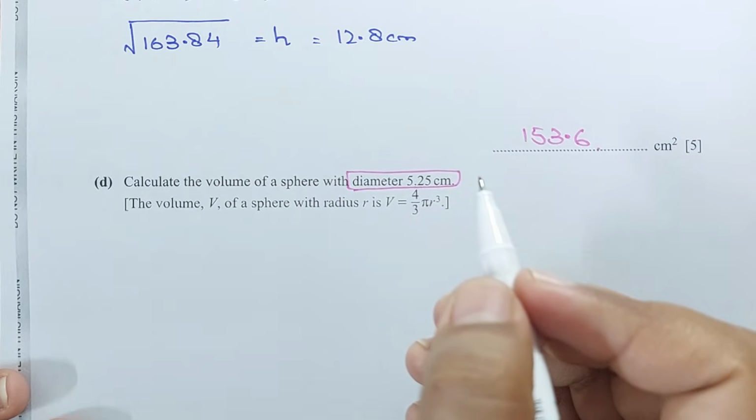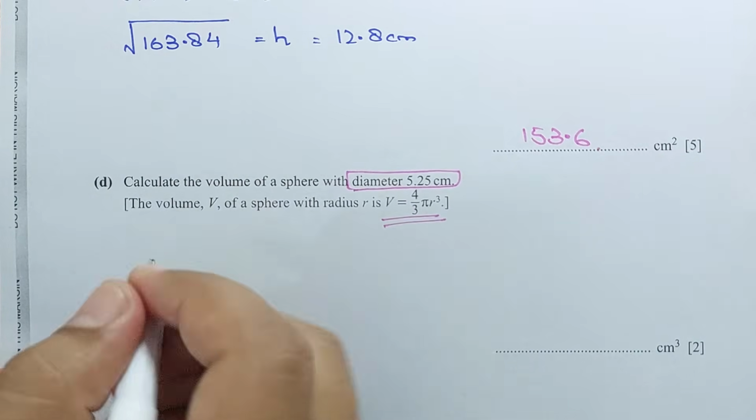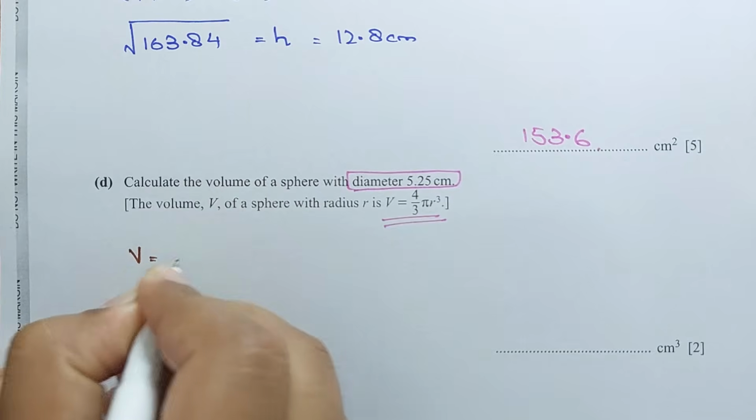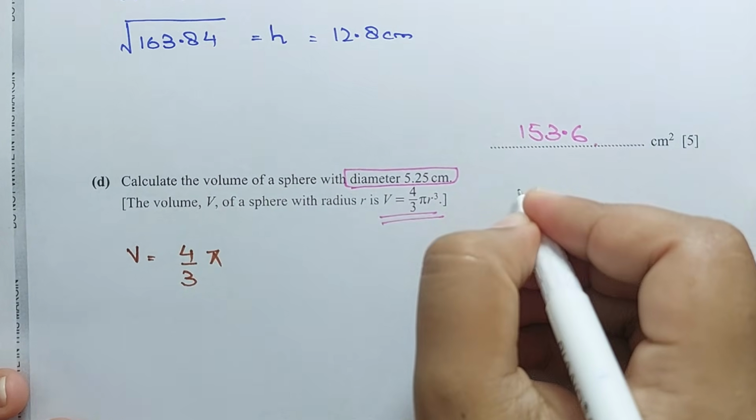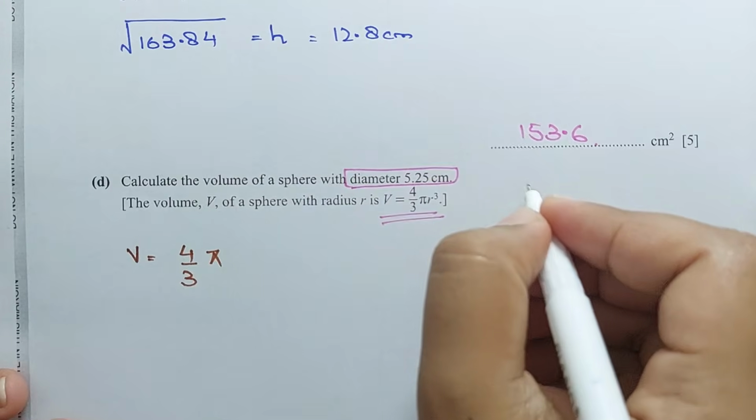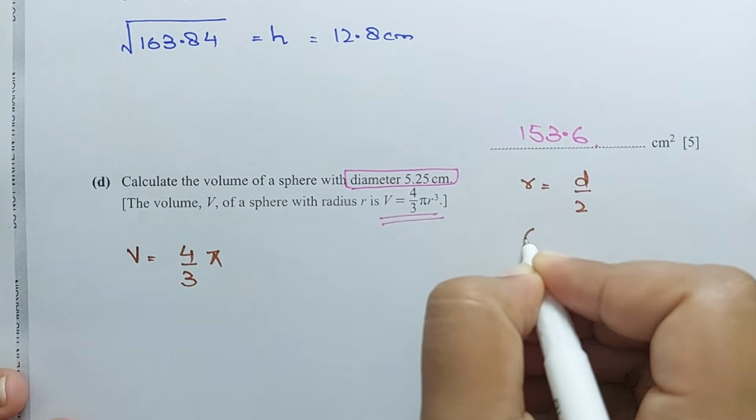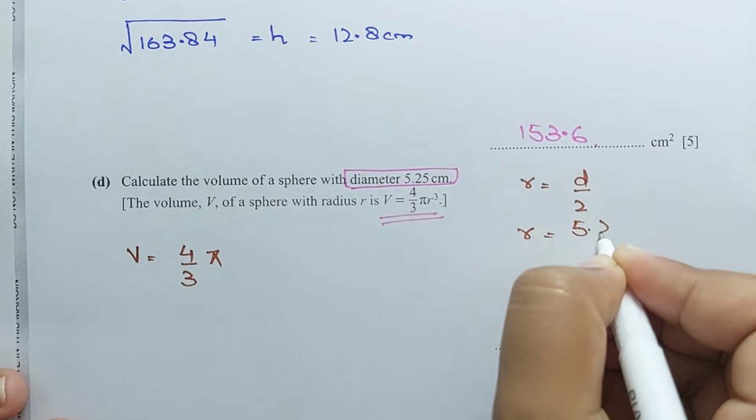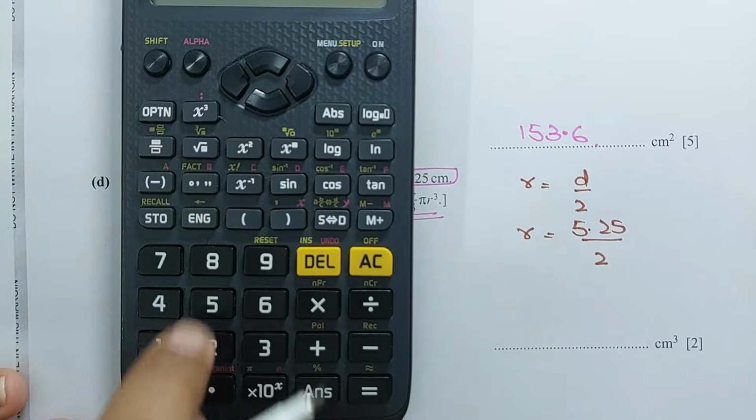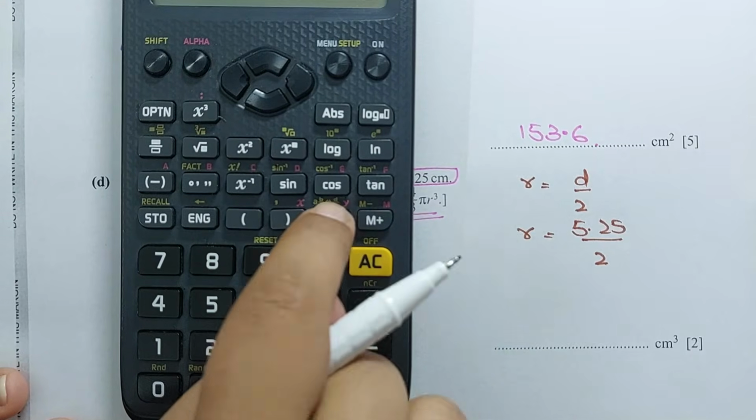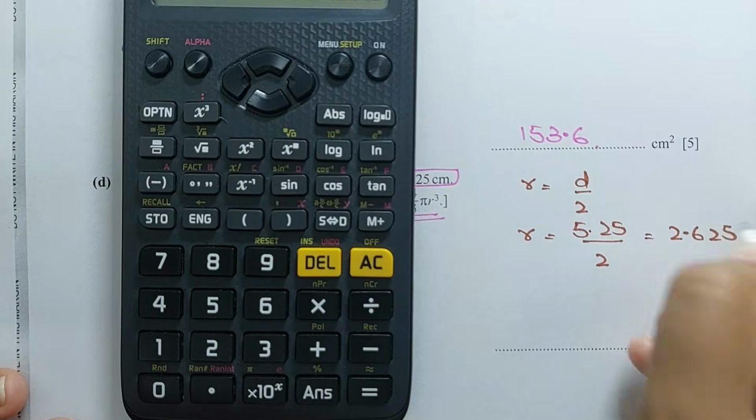Part D, calculate the volume of a sphere with the diameter 5.25 centimeter. It's pretty easy. We are given the formula for the volume of a sphere, which is 4 over 3 pi times radius cubed. The radius is half of the diameter. So the radius is 5.25 divided by 2, that is 2.625.